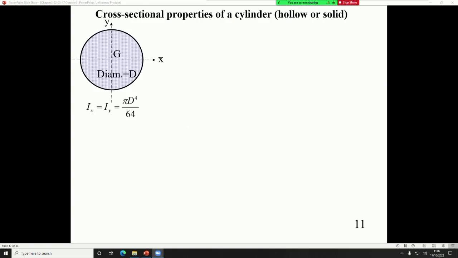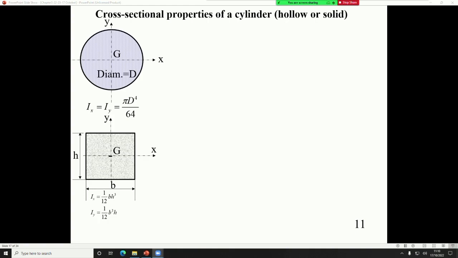We have a hollow section, for example, this is a solid section. I get the second moment of area of this solid circular section from the design handbook, pi d to the 4 over 64. Or for a rectangle, it's quite straightforward, 1 over 12 b h cubed, 1 over 12 b cubed h.